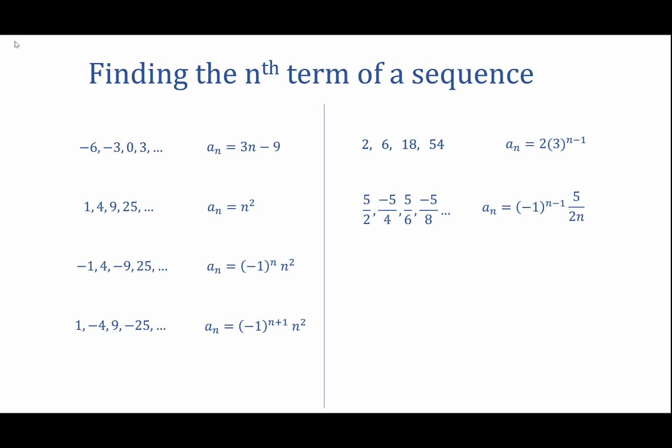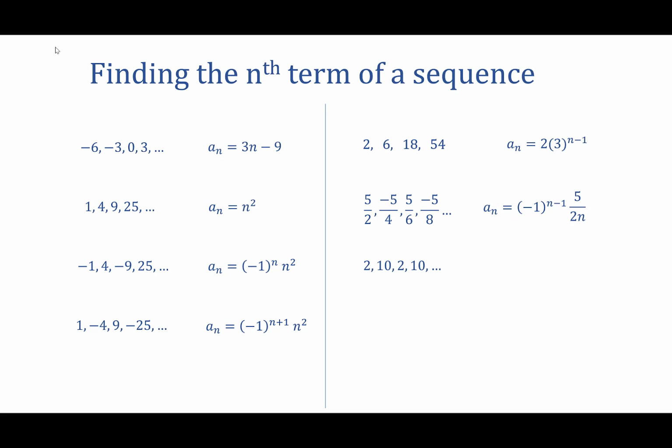Negative 1 to the n minus 1 takes care of the alternating part. 5 is always in the numerator. The denominator is simply 2n. That works. When n is 1, our value is 2. When n is 2, our value is 4. We don't have to add or subtract anything to get to the right number.